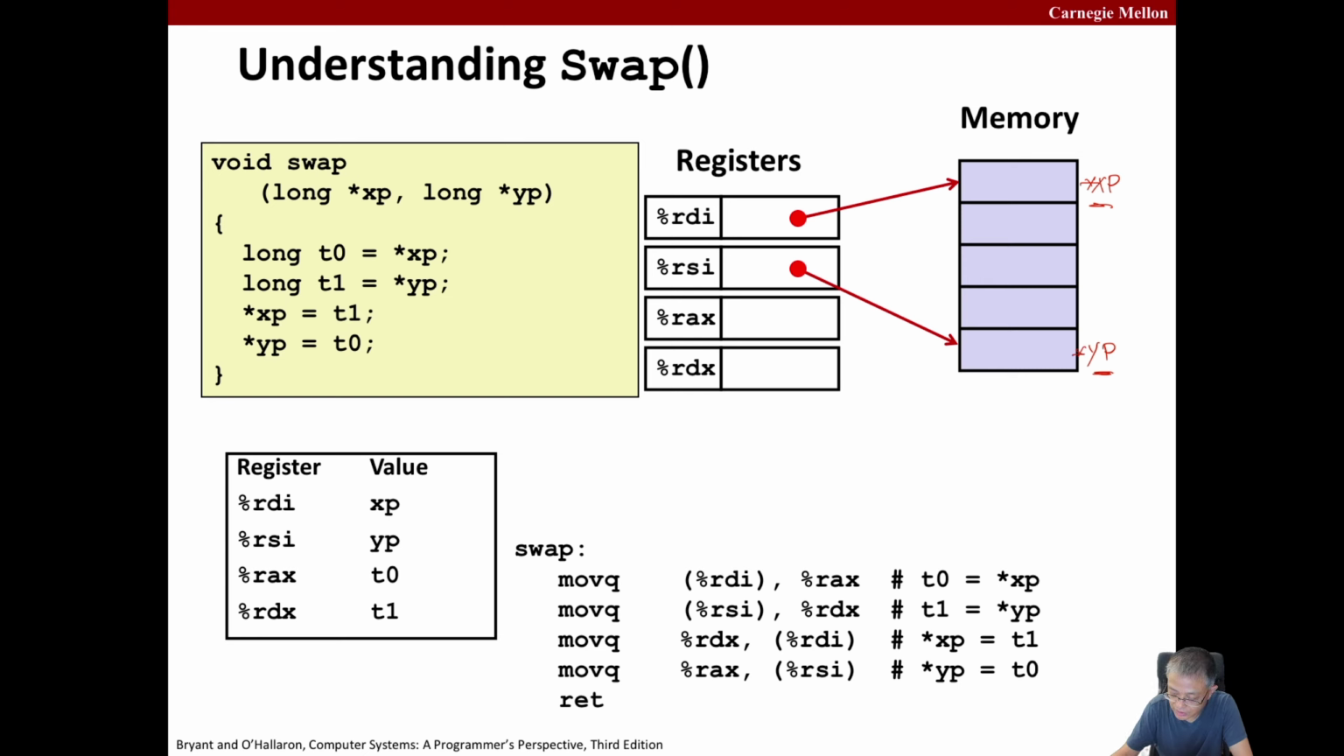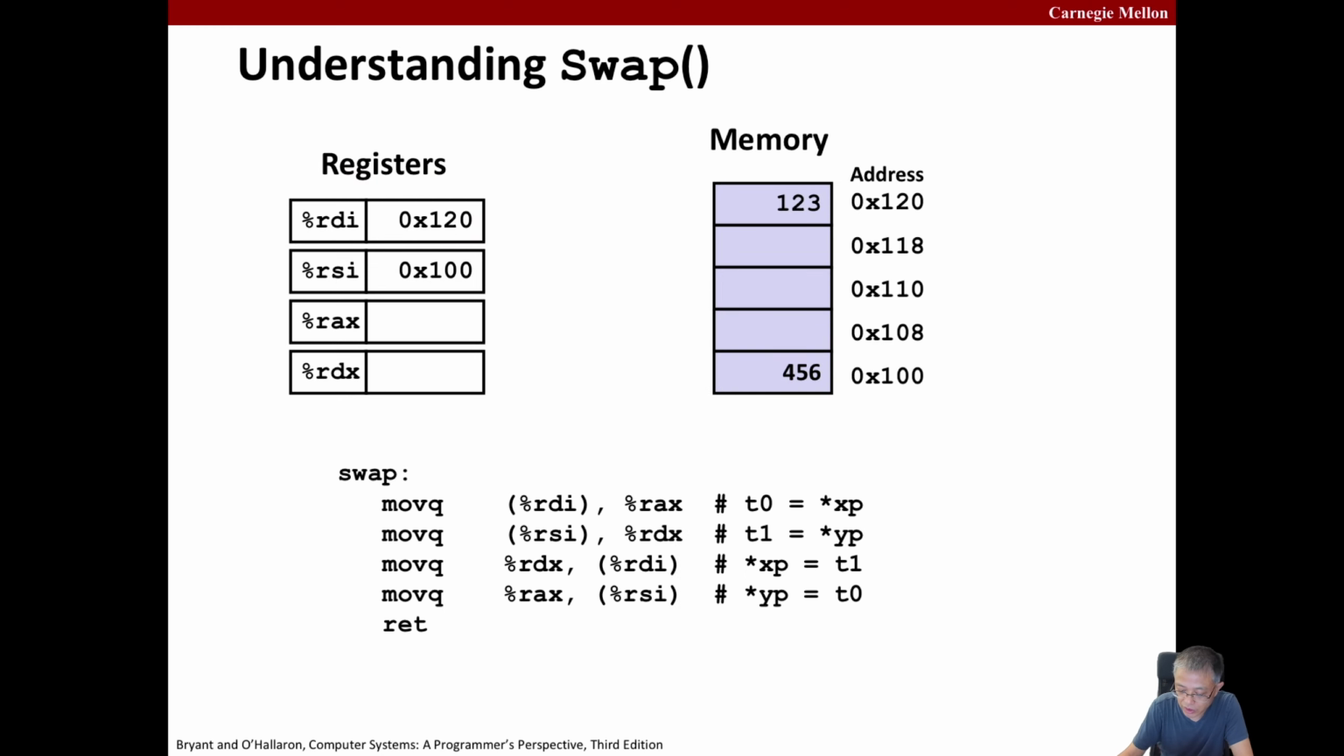Then we load this memory into EAX. So the EAX is T0, and the EDX is T1. Assume the address is 120. We first load the content of memory address 120 into the EAX register, right? So now we copy the memory content into the EAX register.